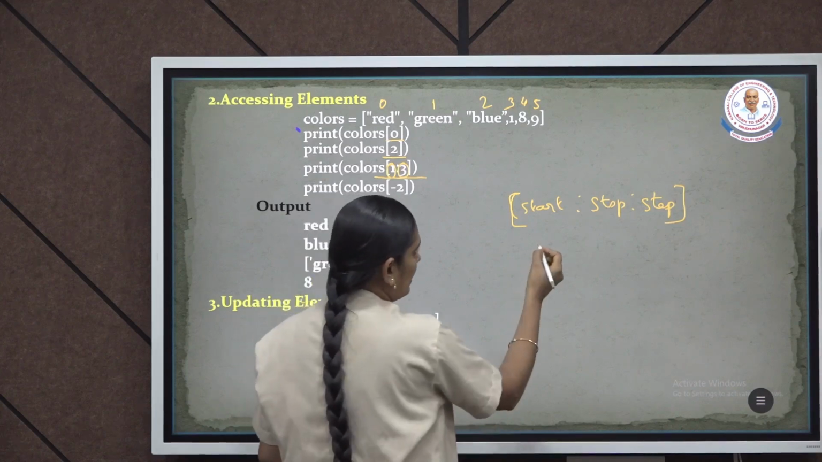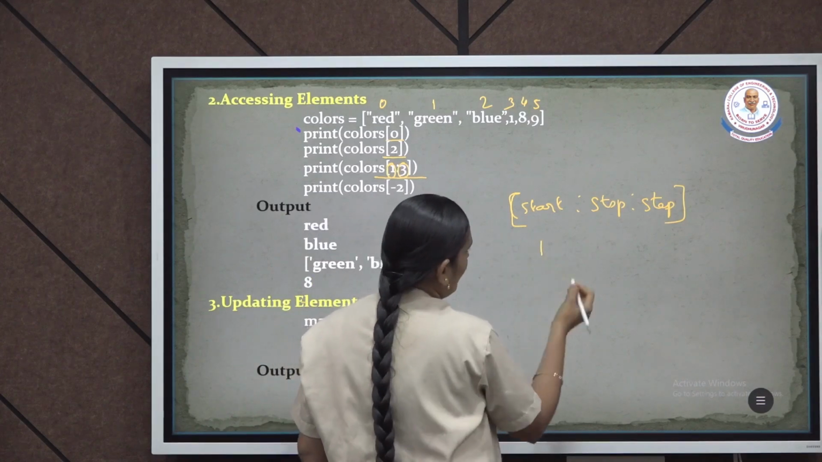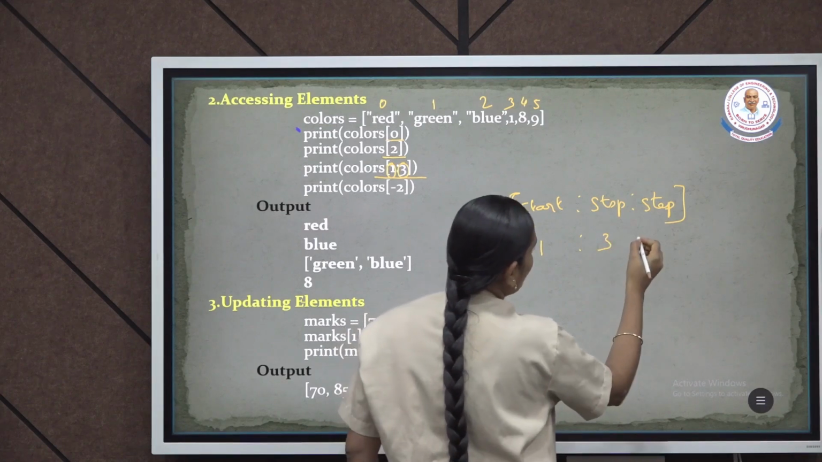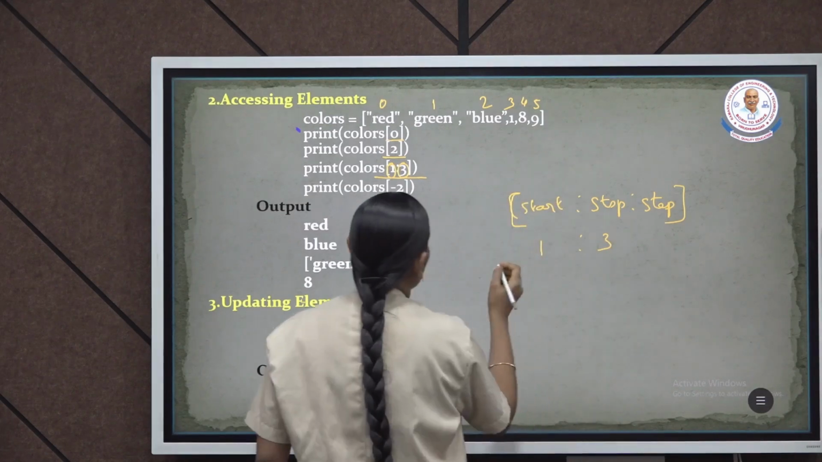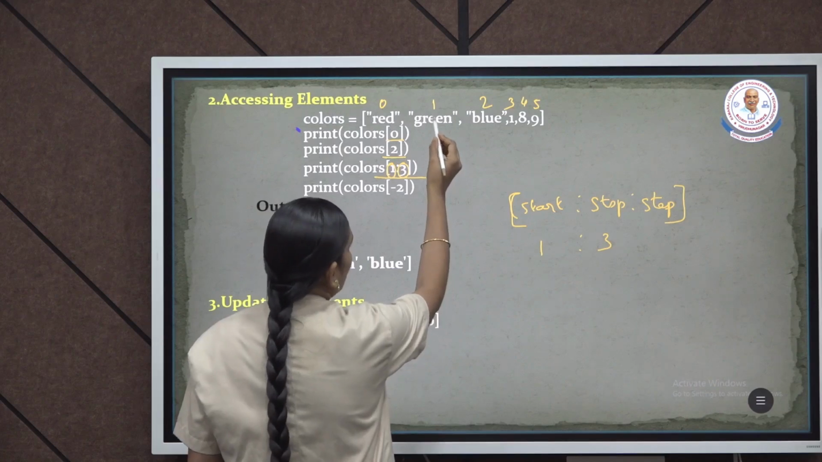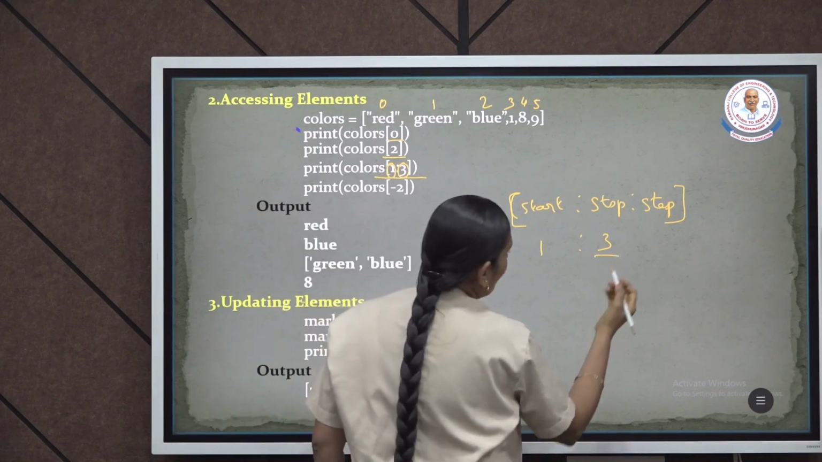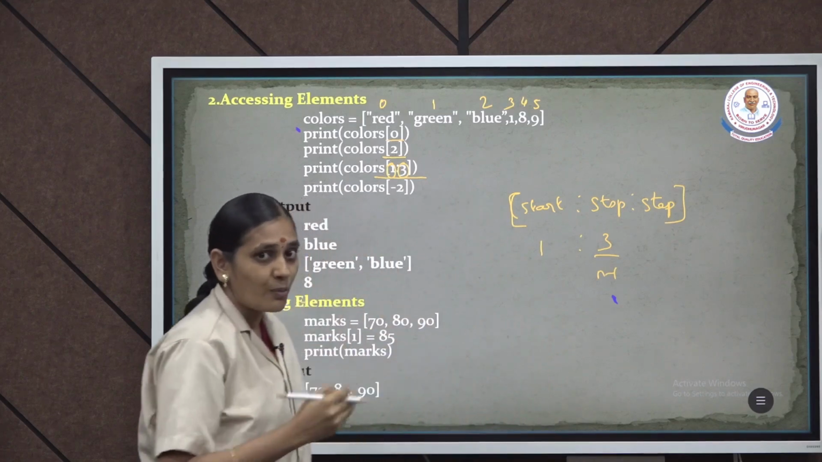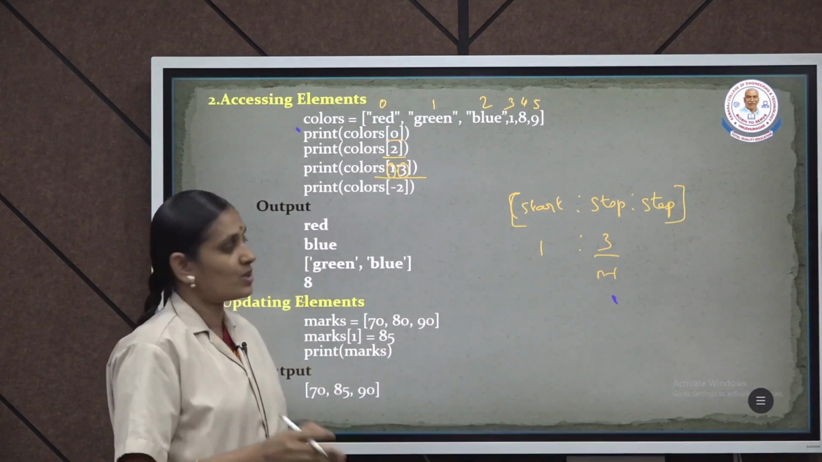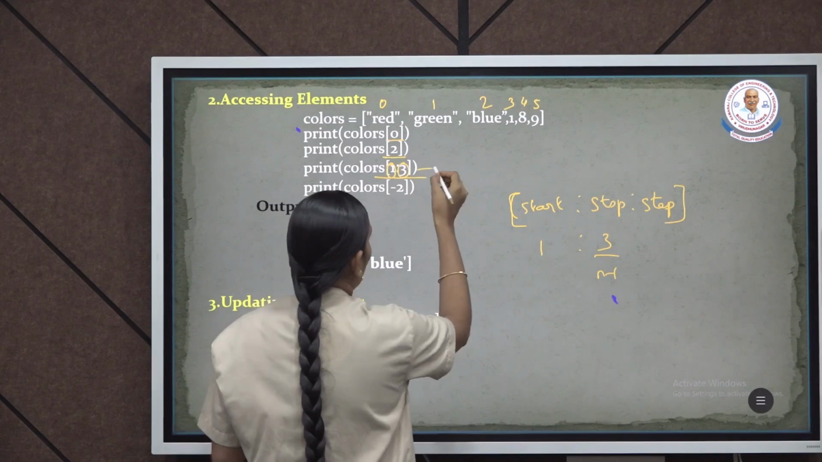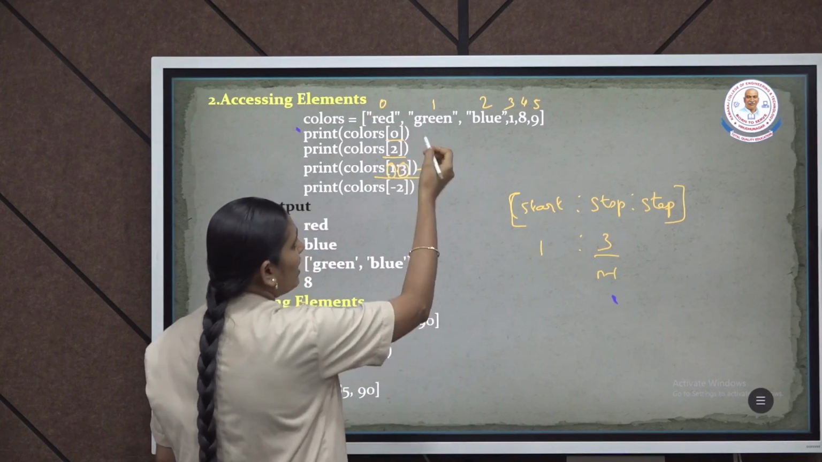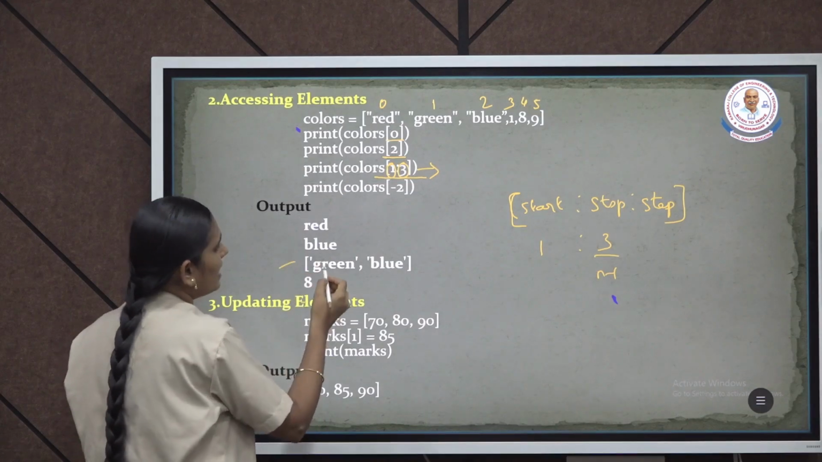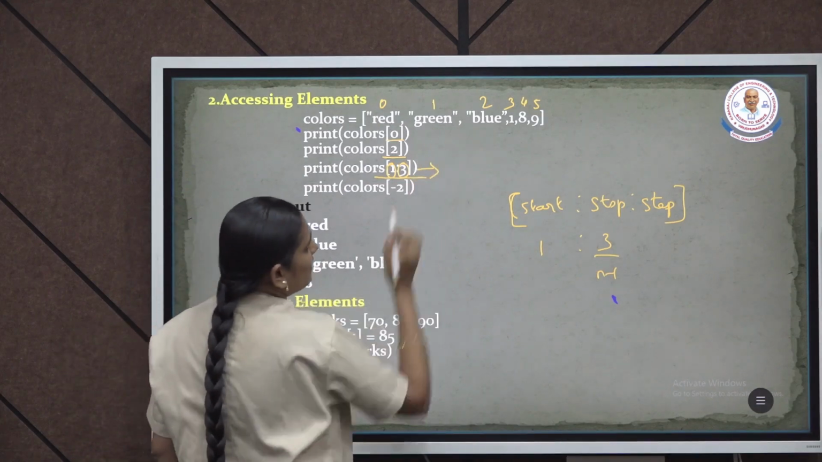We can mention the starting index. Here I have mentioned 1 as the starting index, and I have mentioned 3 as the ending index. I didn't mention any step. The starting index value is 1, so it starts from the first index value and it stops at n-1. Here I have mentioned 3, so it stops at the second index, not the third index. So this retrieves only the first and second index values, not the third. That's why we got the output as green and blue, only the first and second index values, not the third index value.